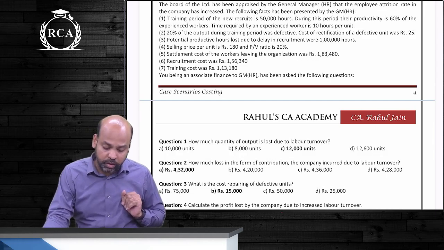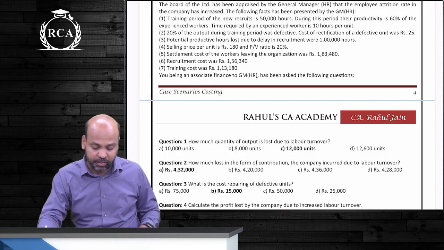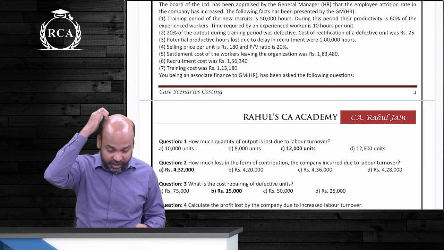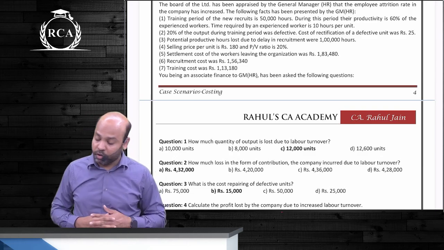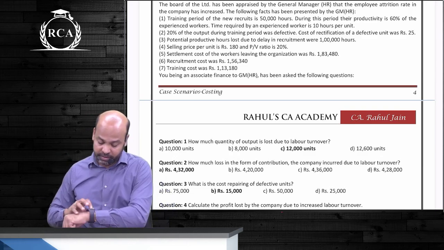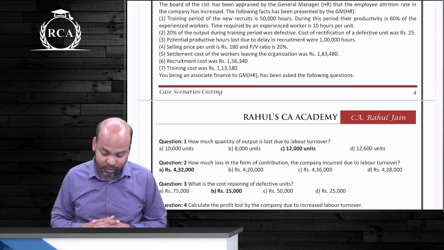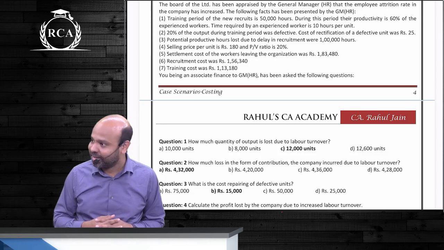The board of some limited has been appraised by the general manager HR, and the employee attrition rate in the company has increased. The following facts have been presented by the GM HR. It's 328, guys. I'm reading it out, what is the time?